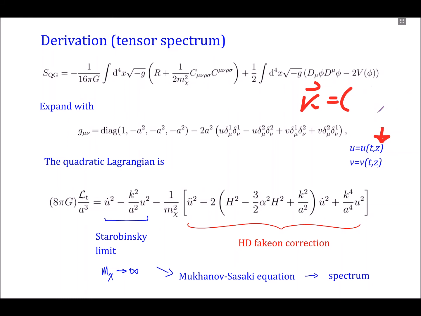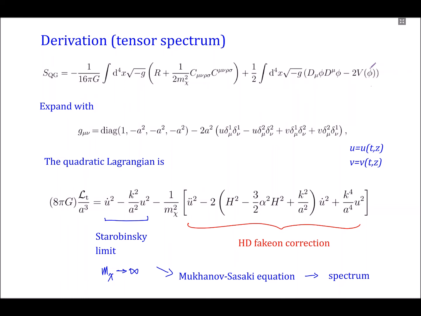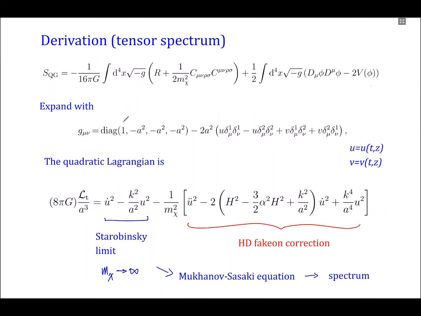So this simplifies a lot. And then you rewrite this action to the quadratic order. And then you have two pieces. One is the usual thing that you get in the Starobinsky limit, which is the one where you don't have the y squared term. That's easy to deal with because this is basically almost the Mukhanov-Sasaki action and equation, and then from that to the spectrum. I'm sure that many of you know what to do.